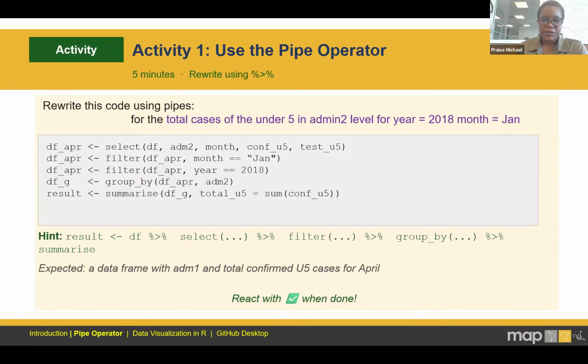So I'd like us to take 5 minutes to work on this, just to practice how we can use the pipe operator. I want everyone to rewrite the code using the pipes for the total cases of under 5 in admin level 2 for the year 2018, month equal to January. Below is a hint that the final data should be named results. So if we can take 5 minutes to work on this, unless someone has a question or concern. And then you can react once you're done.